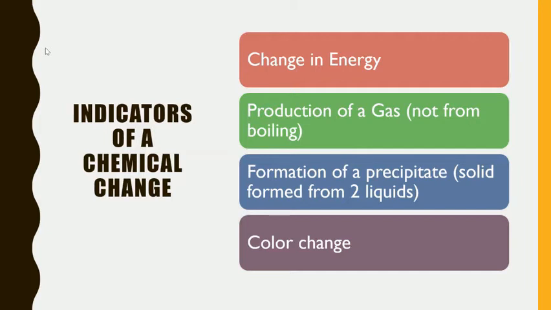Also, the formation of a precipitate. So that's when we mix two liquids together and we form a solid. So we take two liquids and we form a solid. And then the last one is spontaneous color change. So that's when you're taking two substances, mixing them together, and you get a totally different color than what you started off with. So if you see any one of these 4 indicators, that is a good sign that you had a chemical change take place.